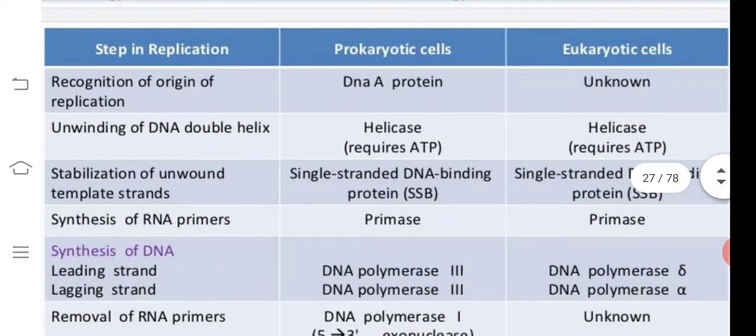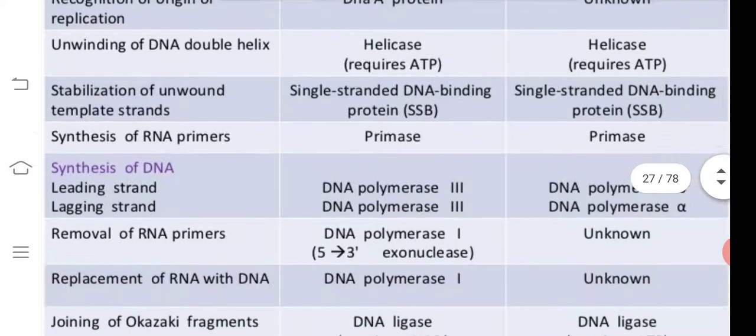Now we will see the eukaryotic cell. The origin of replication is unknown, because there is more than one origin of replication, so you do not know which is the origin. Next, unwinding of the DNA double helix is taken care of by the enzyme helicase. Then stabilization of the unwound template strand is taken care of by SSB, the single strand binding protein. Synthesis of RNA primer is taken care of by primase.